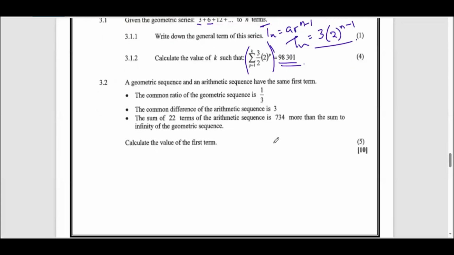Then 3.2: there's a geometric and an arithmetic series that have the same first term. The common ratio of the geometric is 1 over 3. The common difference is just 3. The sum of 22 terms of the arithmetic is 734 more than the sum to infinity of the geometric. Determine the first term.